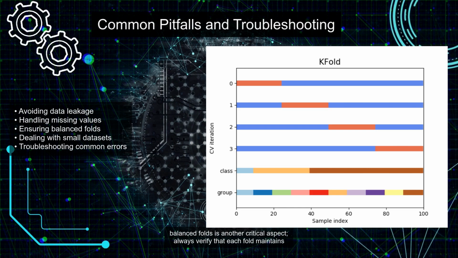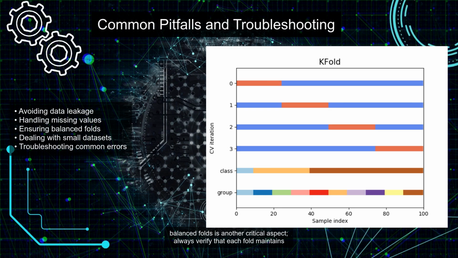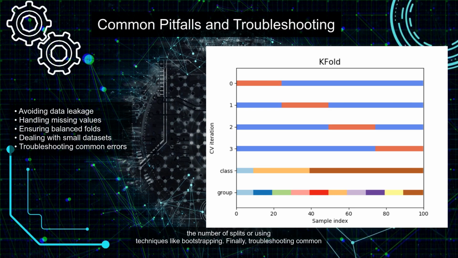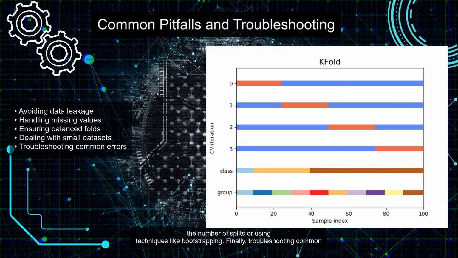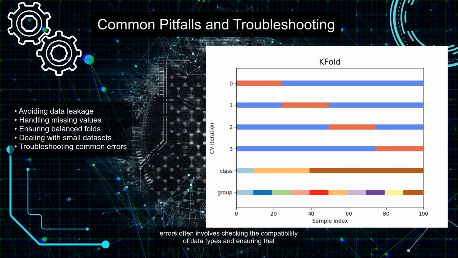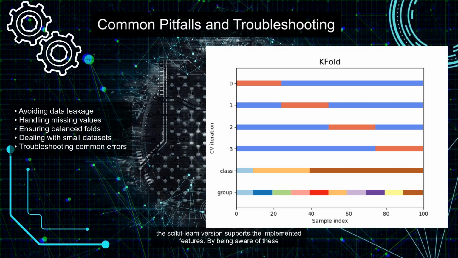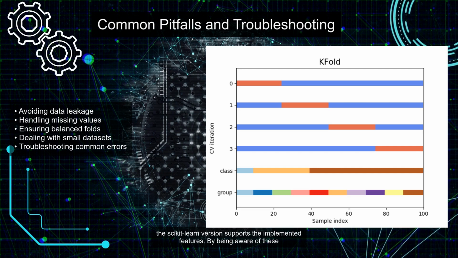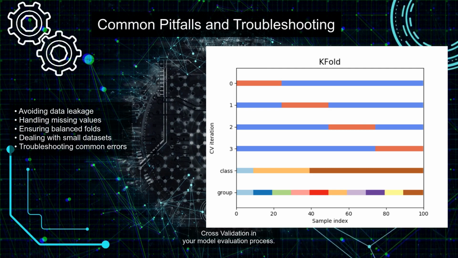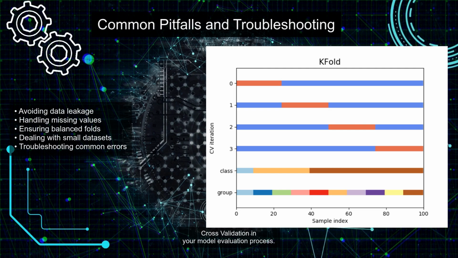Ensuring balanced folds is another critical aspect. Always verify that each fold maintains the class distribution of the full dataset. For small datasets, consider reducing the number of splits or using techniques like bootstrapping. Finally, troubleshooting common errors often involves checking the compatibility of data types and ensuring that the scikit-learn version supports the implemented features. By being aware of these pitfalls and implementing solutions, you can maximize the effectiveness of Stratified K-Fold Cross Validation in your model evaluation process.